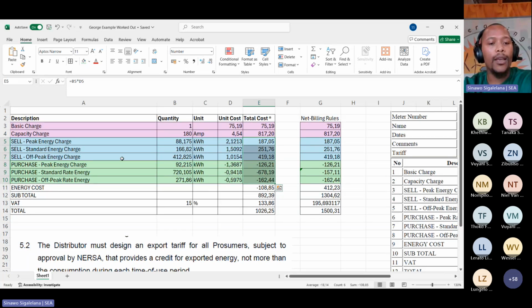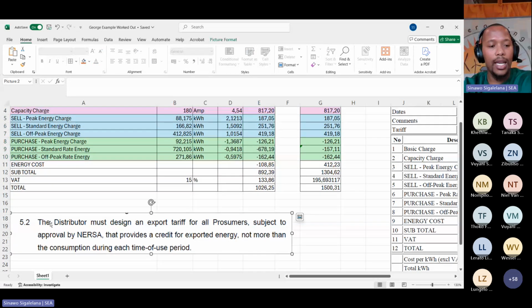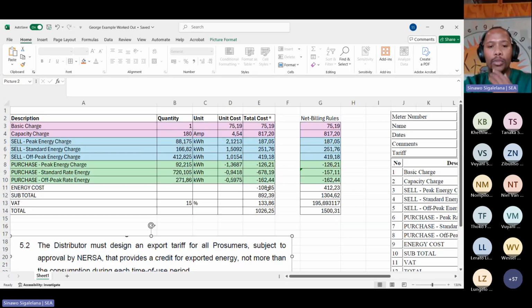But colleagues, you remember there's a question that our colleagues asked, and I provided this explanation, that the distributor must design an export tariff for all prosumers subject to approval by NESA that provides a credit for exported energy not more than the consumption during each time of use period. Not more than the consumption during each time of use period. So you must provide a credit, but not more than the consumption. What does this mean? Let us put it practically.